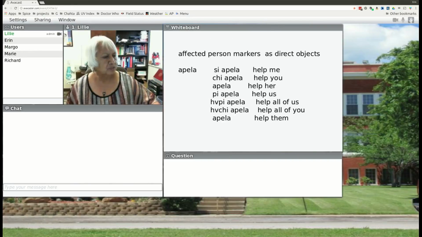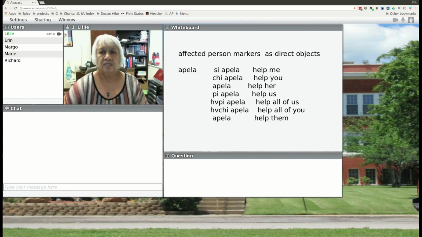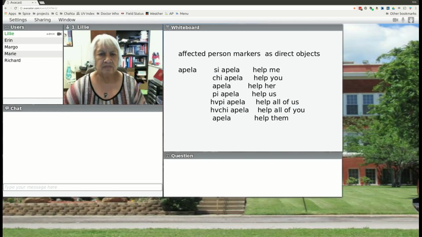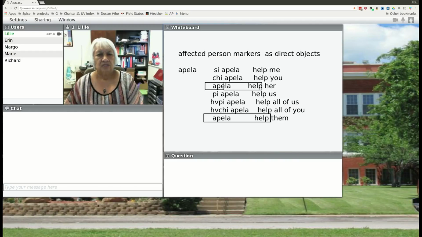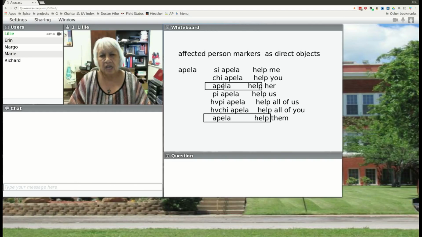And it tells you also at the top of page 64 that the affected person marker is going to come directly before the verb. In the case of third person, you only say the verb, just as you did in the agent markers. Just the verb being used. Chiapila, siapila, piapila. This is using the direct object.